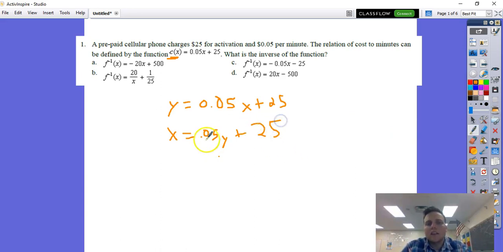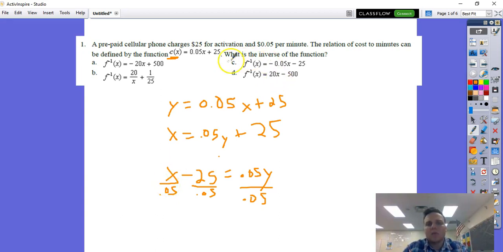So you look at this and say, okay, we'll solve for y. I need to get rid of any additions or subtractions first. There's a plus 25, so I need a minus 25 on both sides. So I get x minus 25 is equal to 0.05y. Then 0.05 is multiplying y, so I need to divide both sides by 0.05. Now we ask ourselves, what is x divided by 0.05?